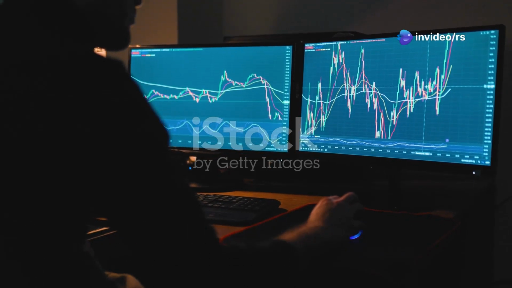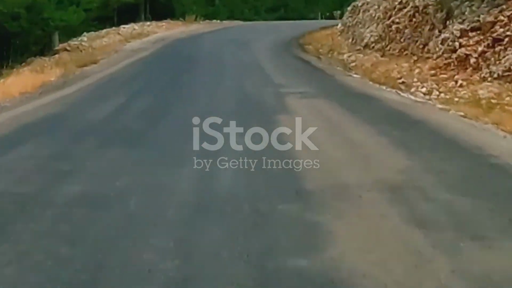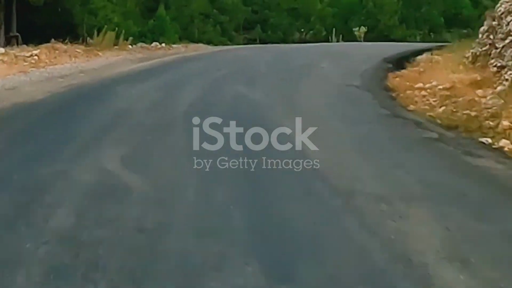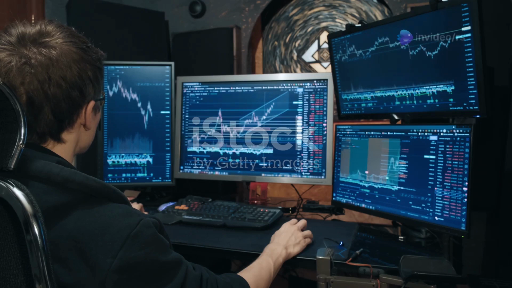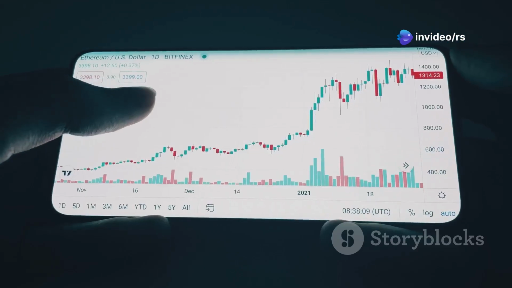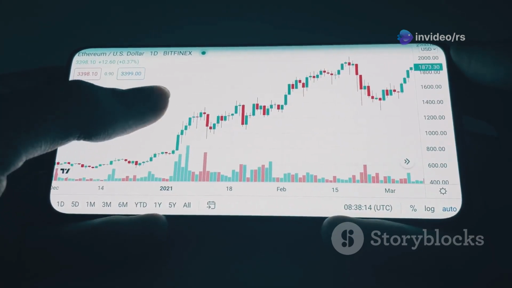Moving averages are like smoothing filters for stock prices. Imagine a bumpy road. Moving averages are like shock absorbers, making the ride smoother. They help traders see the main trend without getting distracted by daily price jumps. Instead of looking at just one day's price, a moving average tells you the average price over a set period.